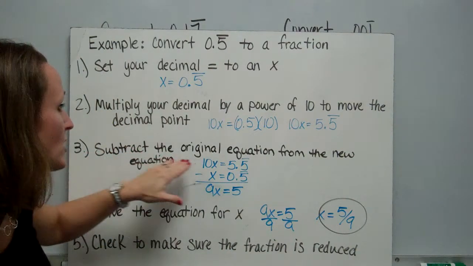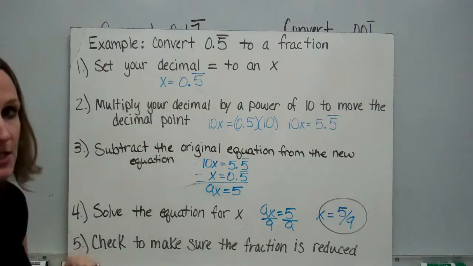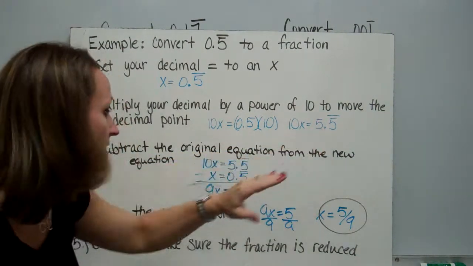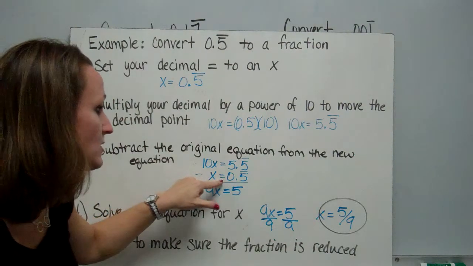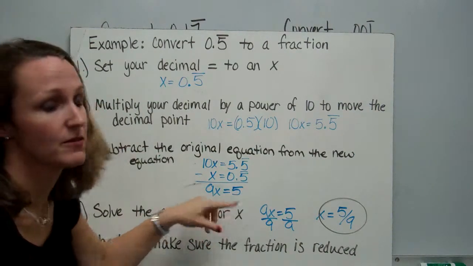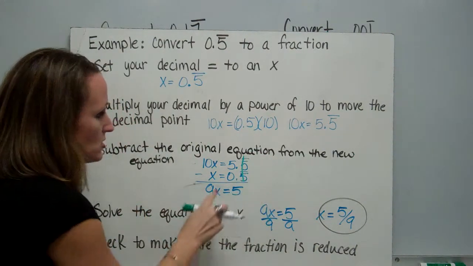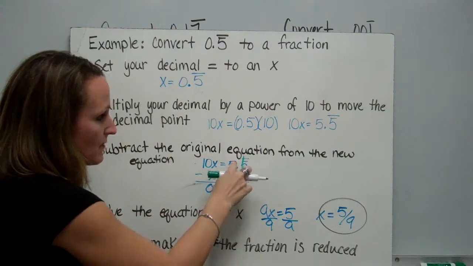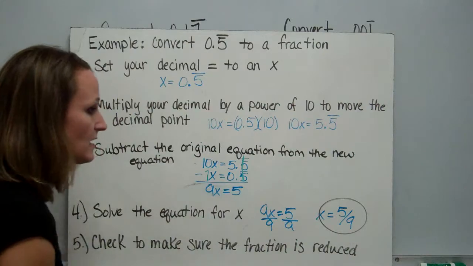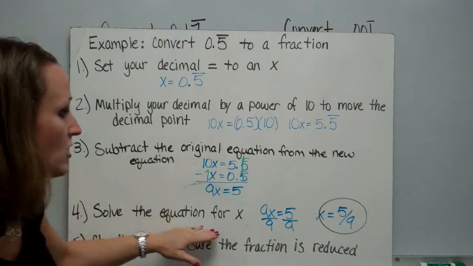Next, I want to subtract our original equation from the new equation. Our new equation was 10x equals 5.5 repeating, and our original equation was x equals 0.5 repeating. So what we get is 9x equals 5, because when we subtracted, the repeating parts cancel and go away. 5 minus 0 gave us 5, and 10x minus, remember, there's an understood 1 there, 10x minus 1x gave us 9x.